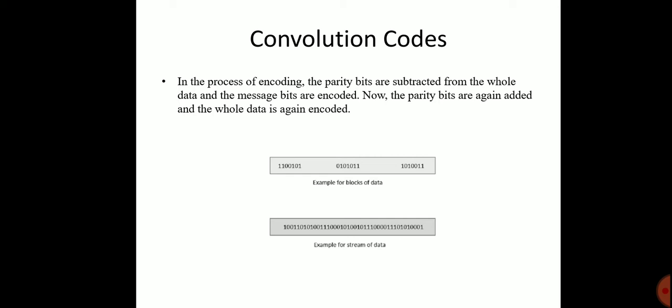Now we consider an example of block code data. The binary values are 100101, 01011011 and 101011. This block of data is a stream of a whole group of code words. So the code words are an example of a stream of code data.